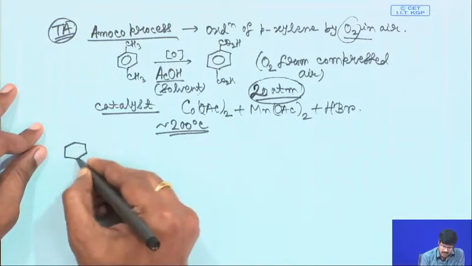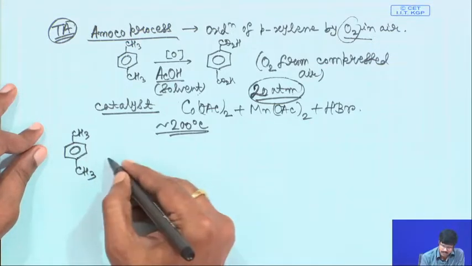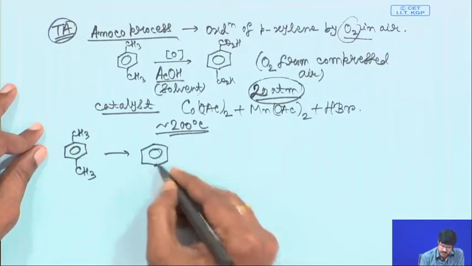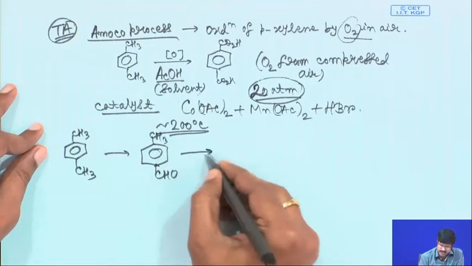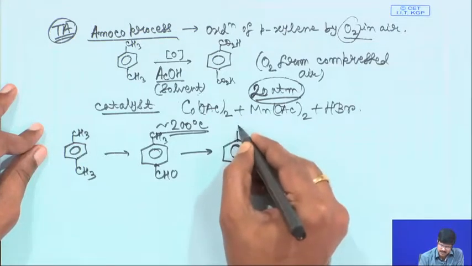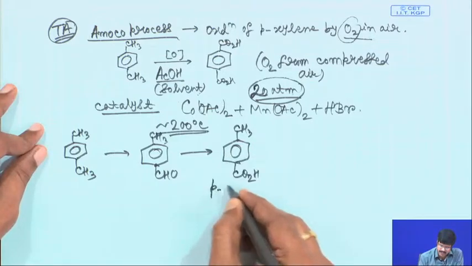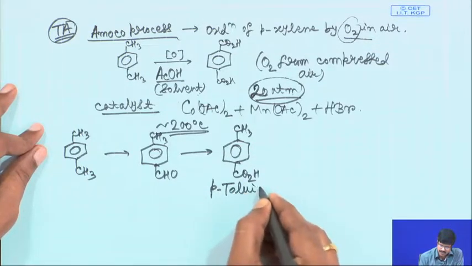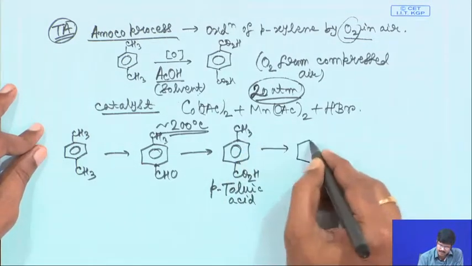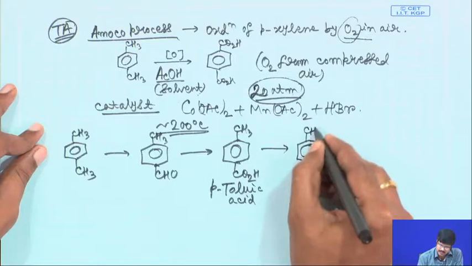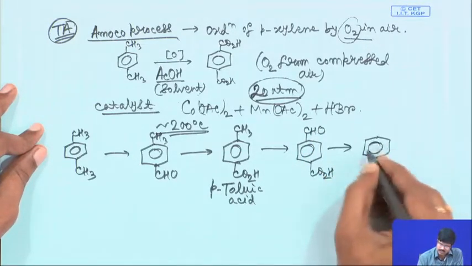So, you start with your paraxylene. The oxidation is basically sequential. In the first step you produce an aldehyde here and the CH3 is there. Now, in the second step you have this molecule CH3 CO2H. This is the intermediate through which the reaction passes, paratoluic acid, and after this again sequentially the other methyl group will be oxidized. So, CHO, CO2H, and finally, it will be oxidized to terephthalic acid.